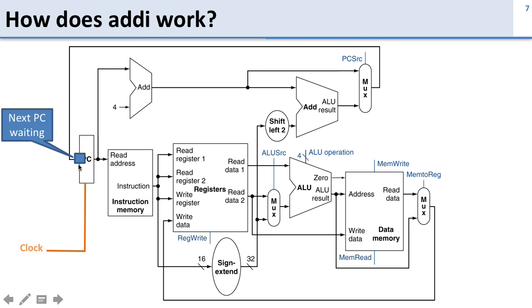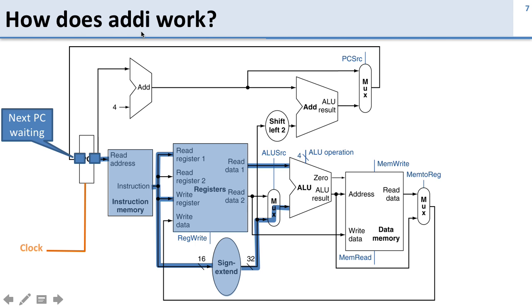Well, we have our next PC waiting here, and on the clock signal coming in, our next PC is going to become the current PC. When it becomes the current PC, it's going to go into the instruction memory. We're going to read out the next instruction. The next instruction is going to go into these parts of the data path. We're going to read out the register file information, and that's going to come out. We're going to take the sign extended part. Sign extended is going to go into the MUX, and we're going to choose it for the ALU.